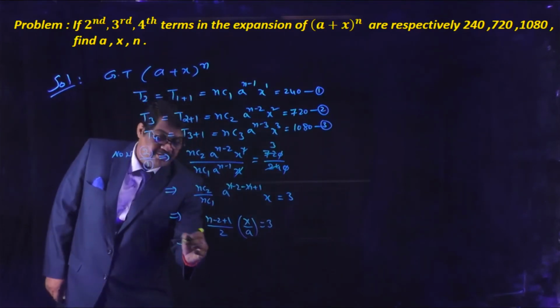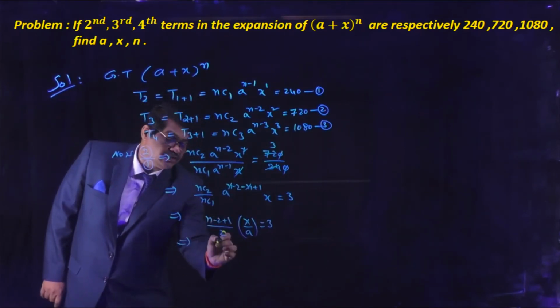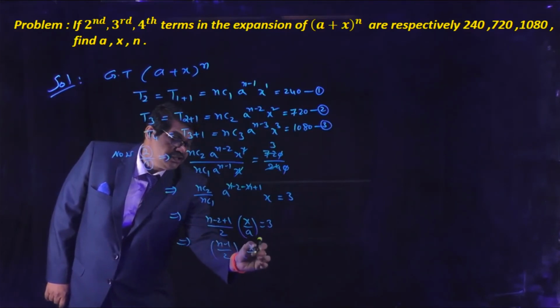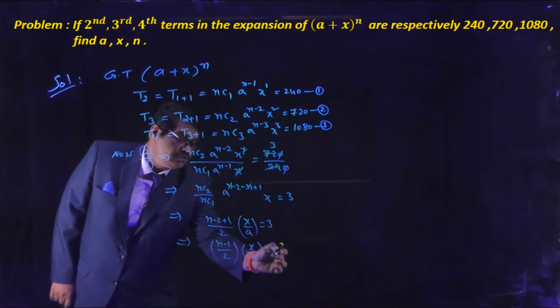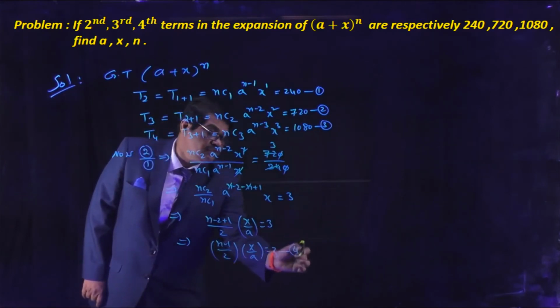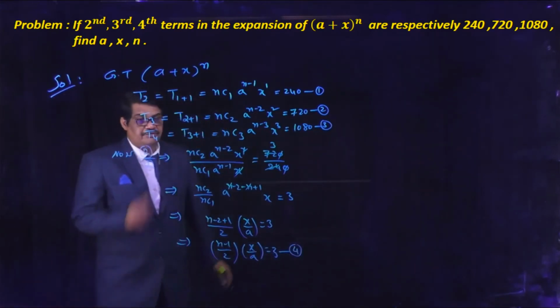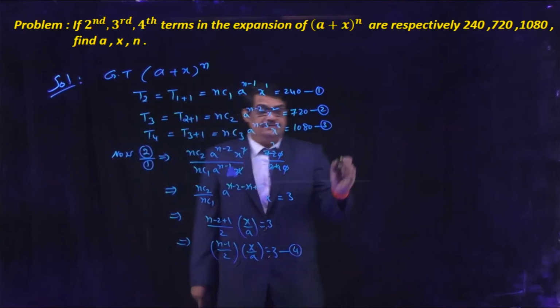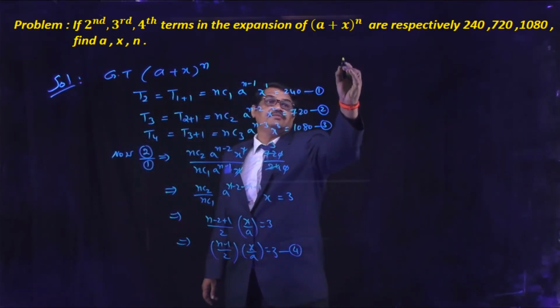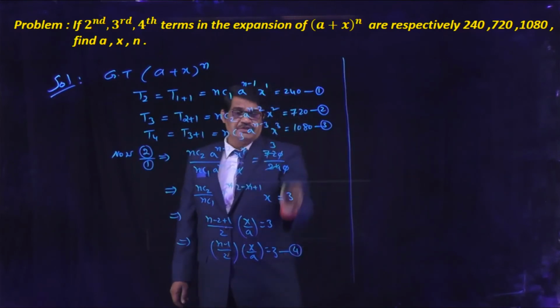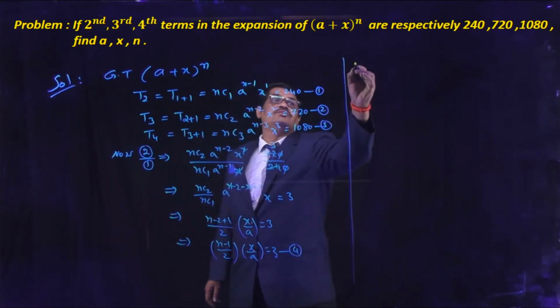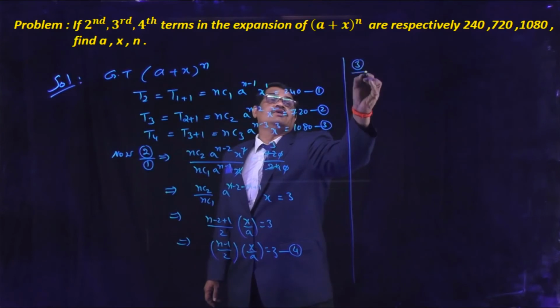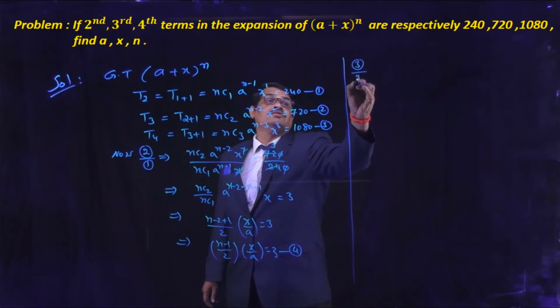That can be written as n minus 2 plus 1, that is (n minus 1) by 2 into x by a is equal to 3. That is equation 4. Now we are writing another two relations. Now we are taking equation 3 by equation 2.